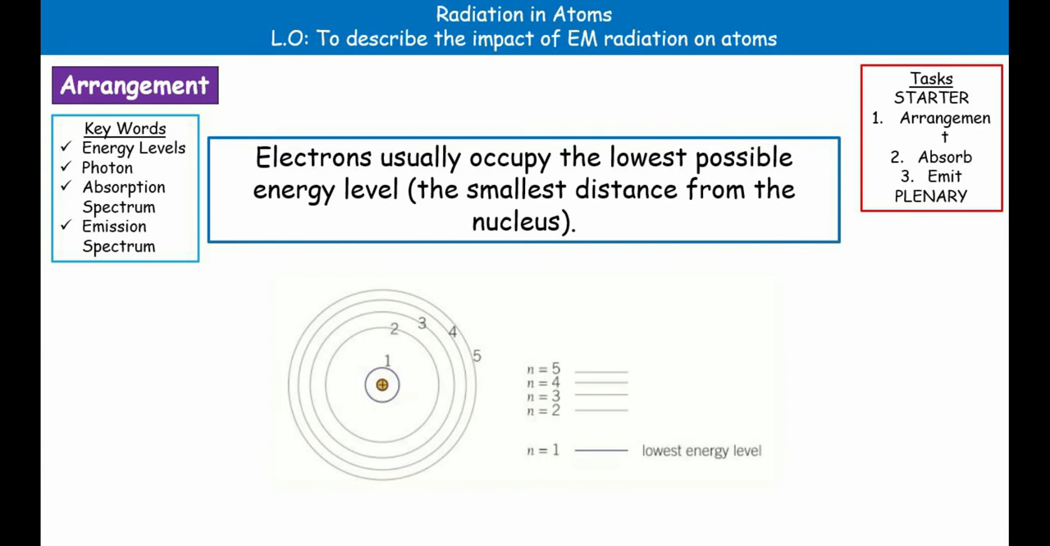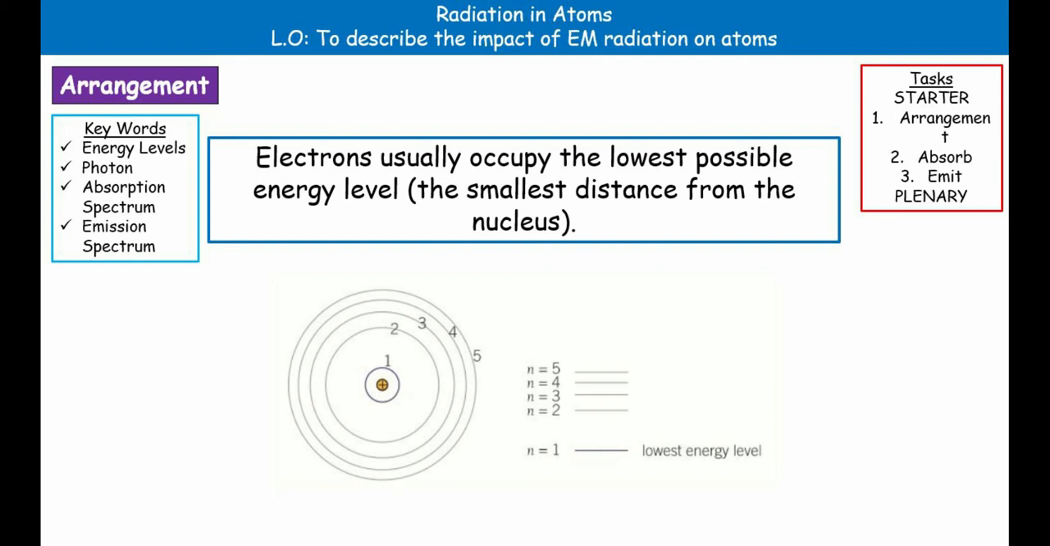If we look at this diagram of our atom, we've got the shells going around as we're used to, and what we actually find is the one closest to the nucleus is the one with the lowest energy level. And obviously those energy levels are going to increase the further from the nucleus we go.